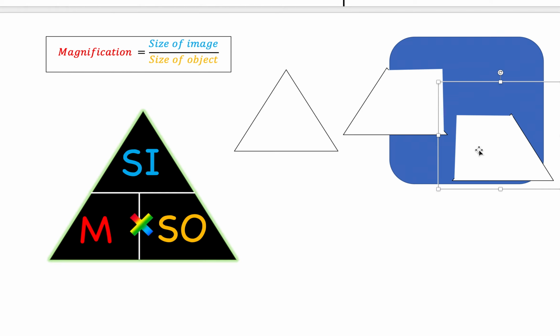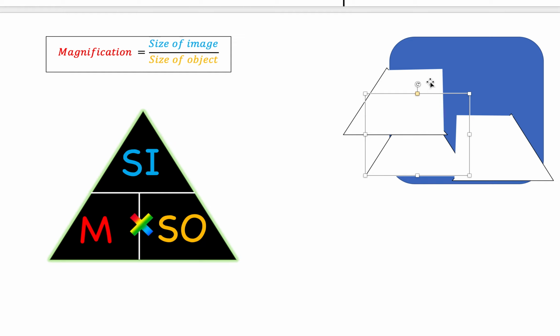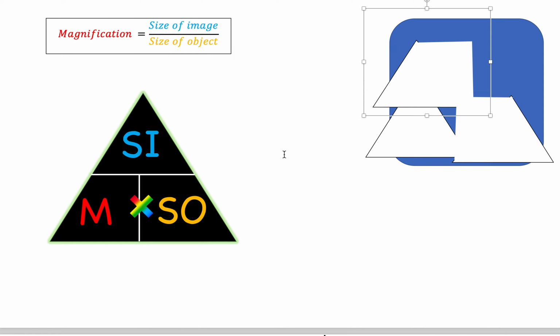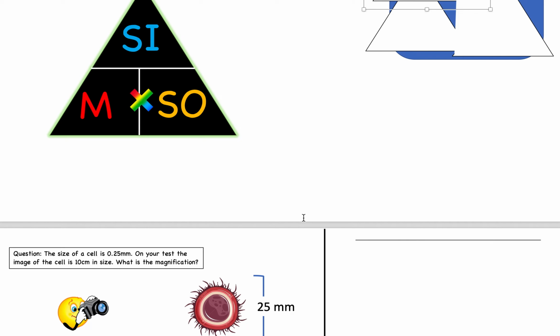So I find this diagram really useful to remember because it makes it really quick. You cover what you want to find, and it reveals the equation. So it's a pretty nice idea if you can't get this equation in your head, or if you struggle with rearranging the equation quickly.